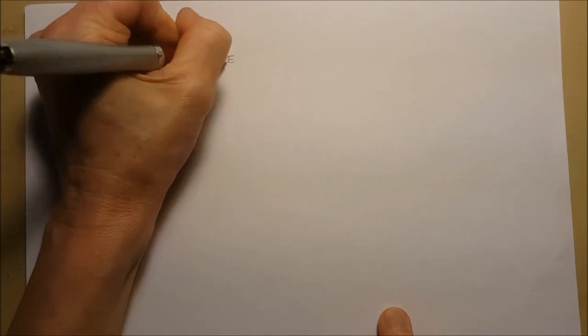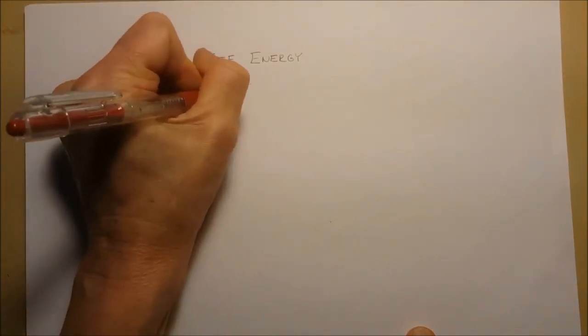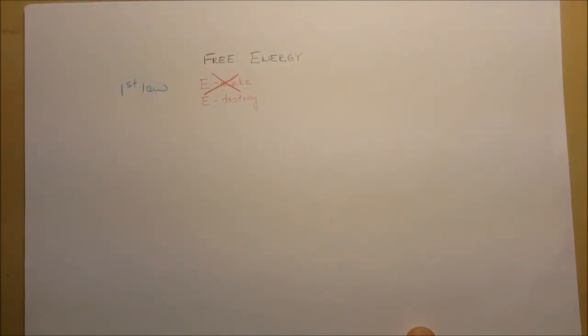Today's topic is free energy in AP biology. This is the amount of energy in the cell that is available to use for work. Laws of thermodynamics: the first law says that energy cannot be created and cannot be destroyed.